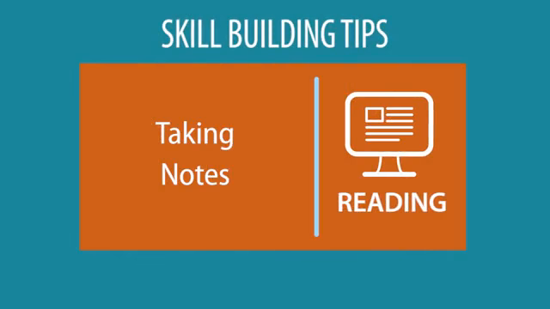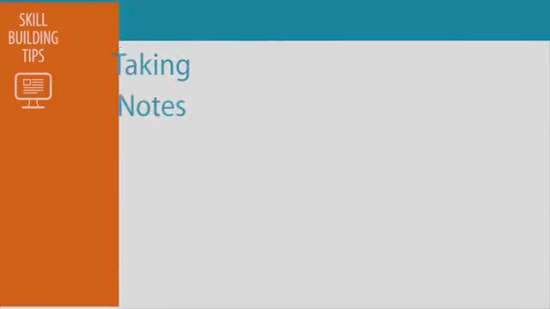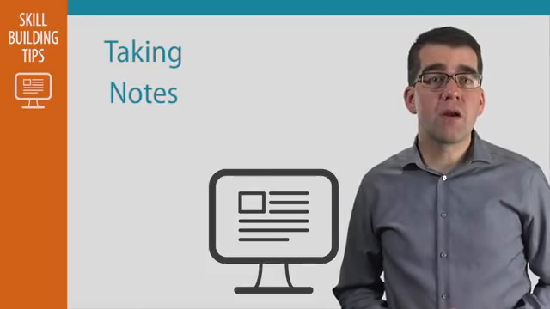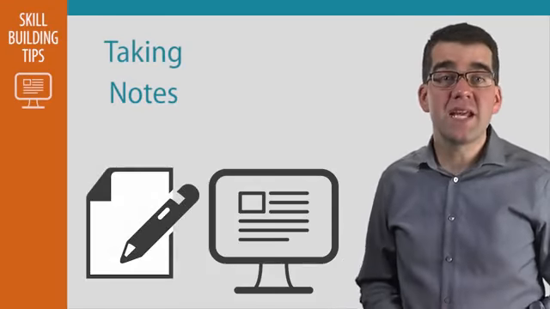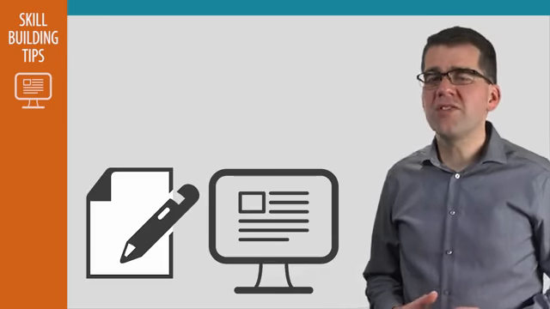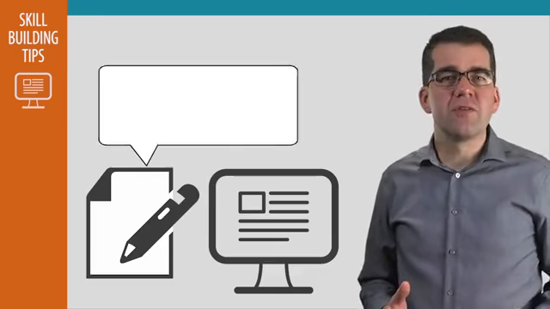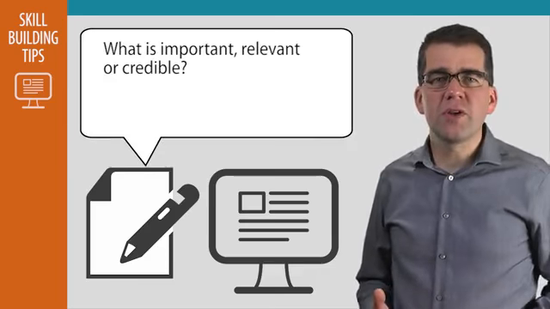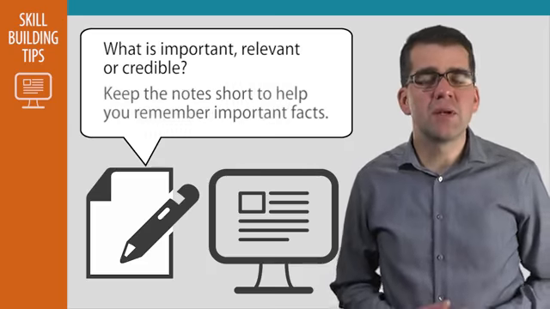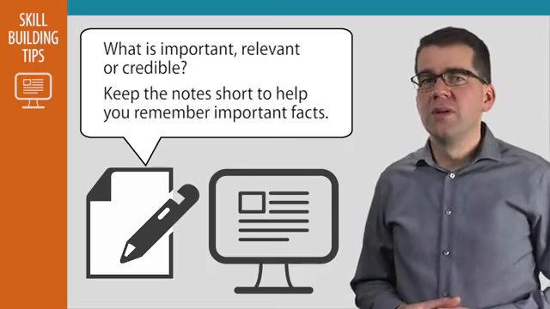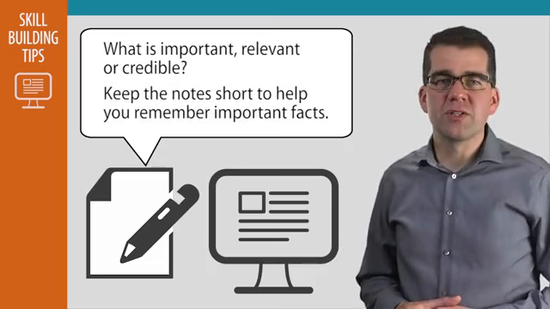Here's a tip to help you improve your reading skills. Read news and magazine articles about various subjects as often as you can, and practice taking notes. When deciding what to write down, ask yourself, what pieces of information are important, or relevant, or credible? Then write those down, but keep the notes short. That will help you remember important information in what you read.